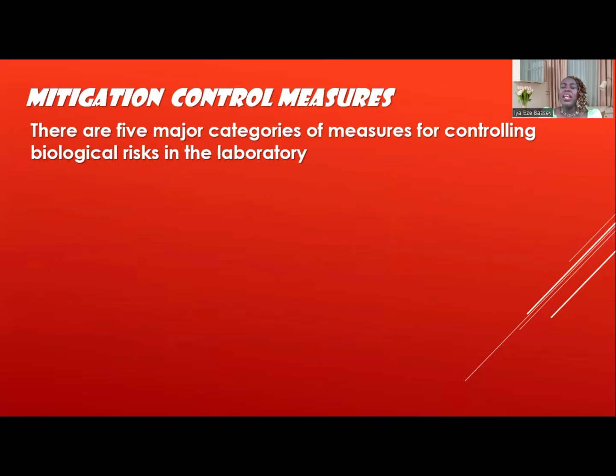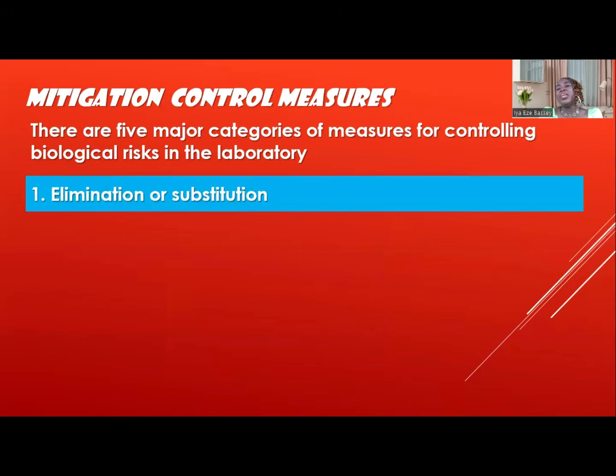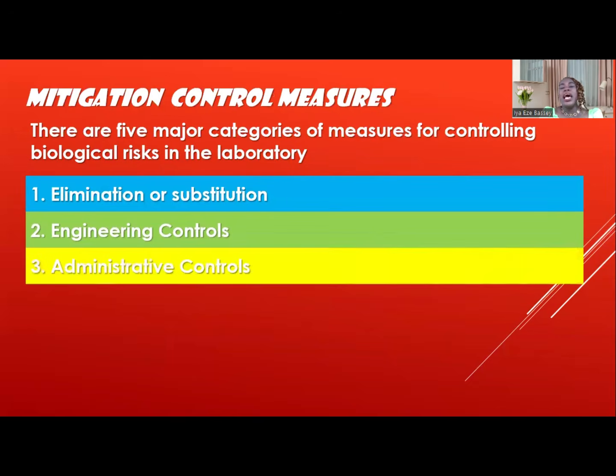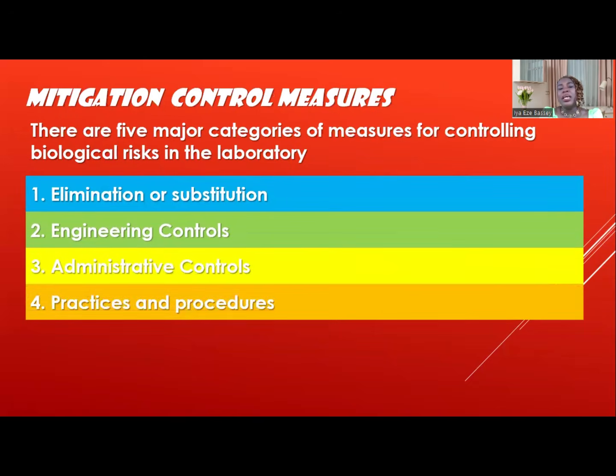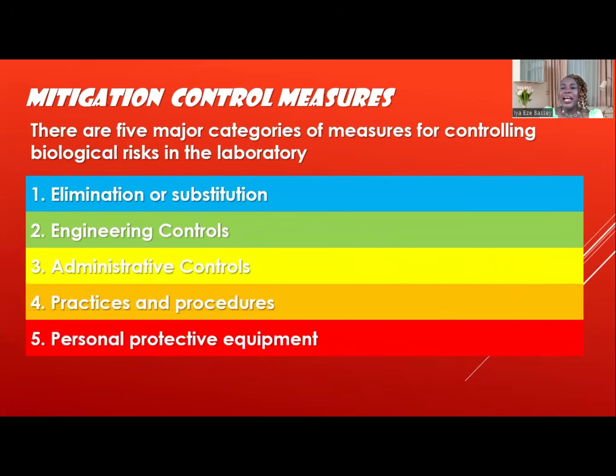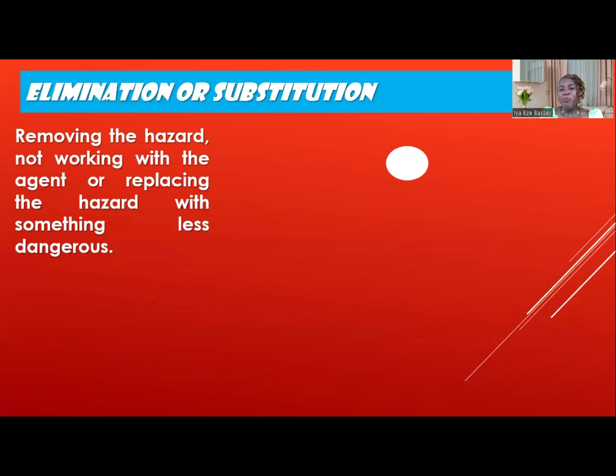So having said that, all these things I have talked about are called mitigation control measures. And there are actually 5 major categories of measures for controlling biological risk in the laboratory. They include elimination and substitution, engineering controls, administrative controls, practices and procedures, as well as personal protective equipment.